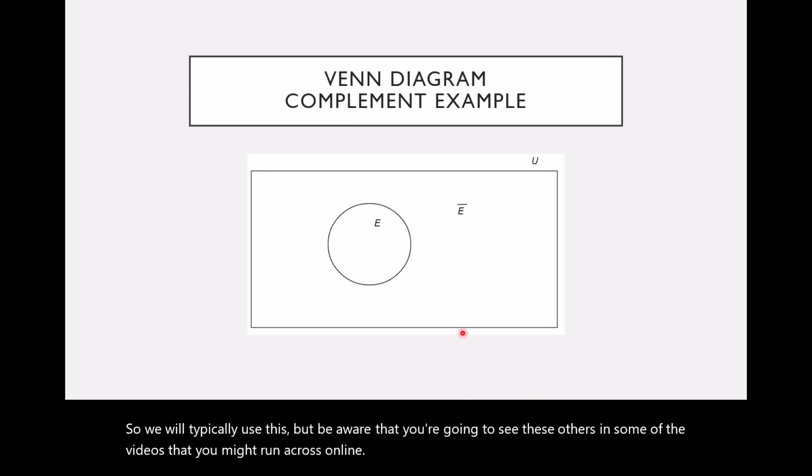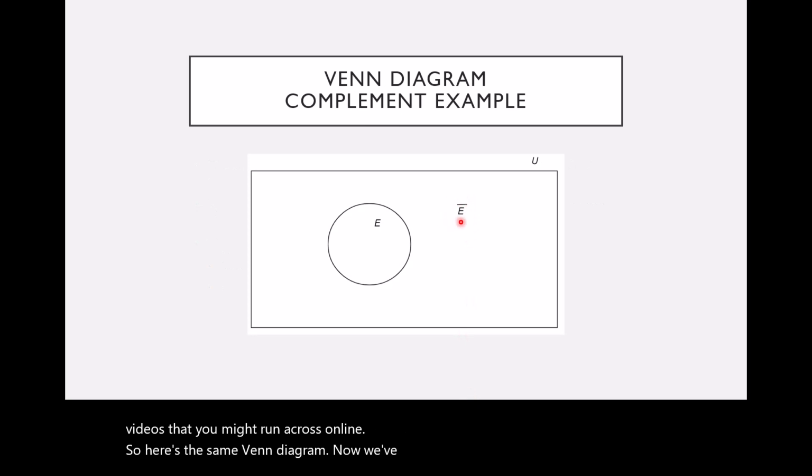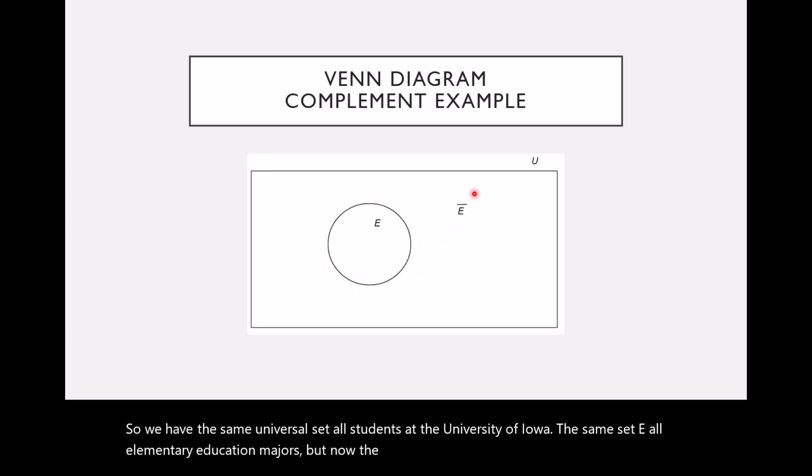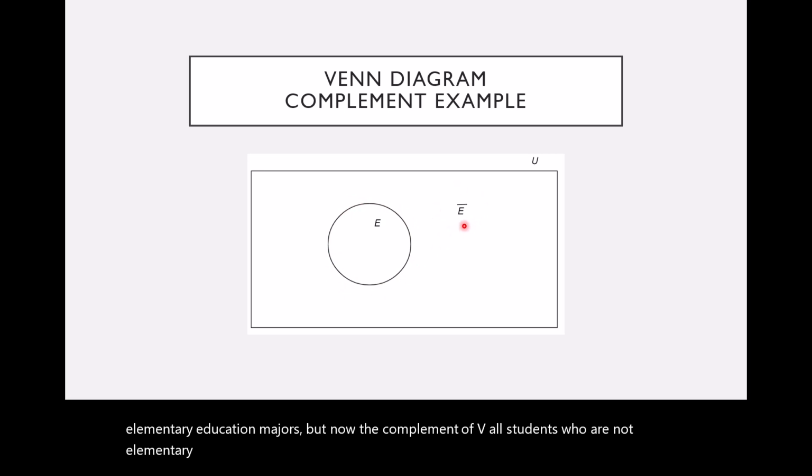So here's the same Venn diagram. Now we've included E complement. So we have the same universal set, all students at the University of Iowa, the same set E, all elementary education majors, but now the complement of E, all students who are not elementary education majors.